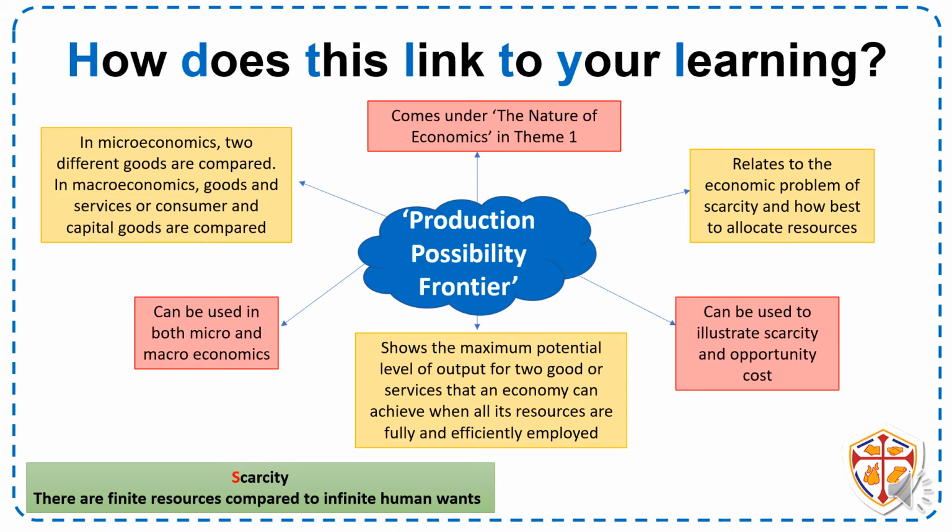The PPF shows the maximum potential level of output for two goods or services that an economy can achieve when all of its resources are fully and efficiently allocated. It can be used in micro and macroeconomics. In microeconomics, two different goods are compared. In macroeconomics, goods and services are compared.